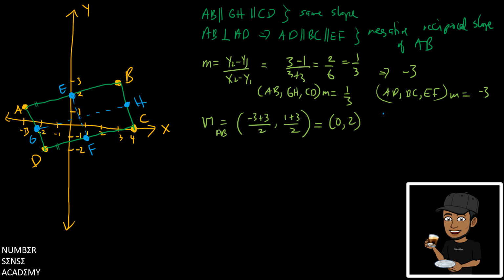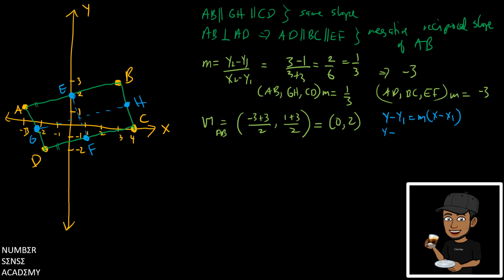It's going to be y minus y1 equals m times x minus x1. So I'm using the midpoint of AB to find the equation for EF. Okay, so the midpoint is (0, 2).